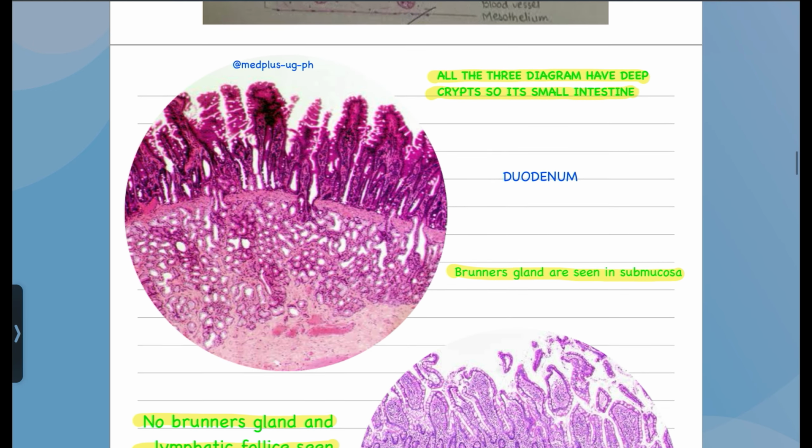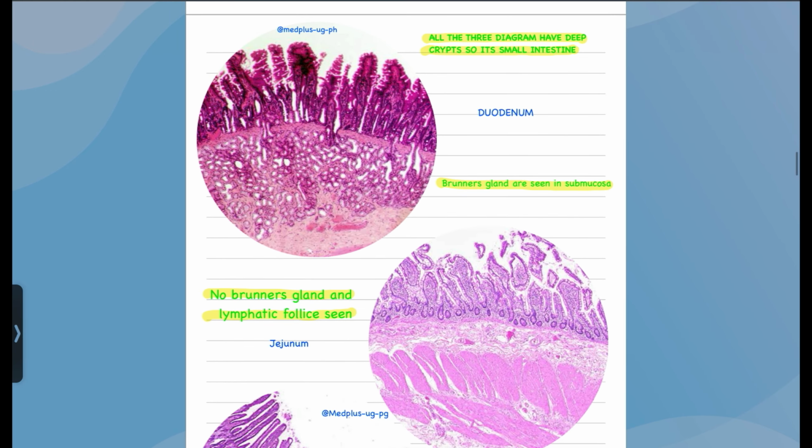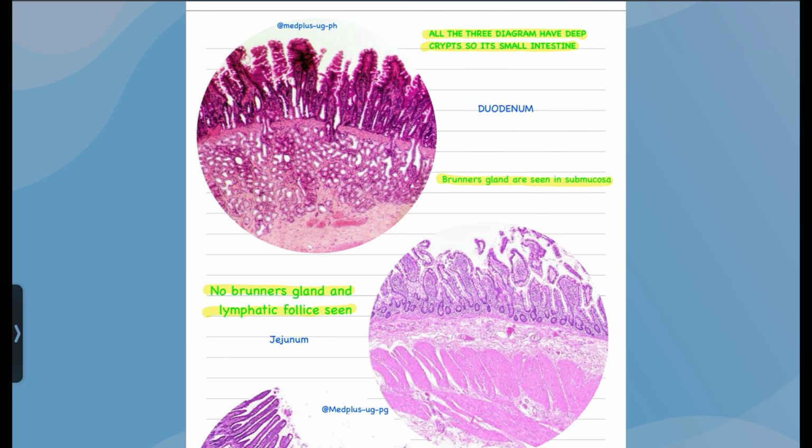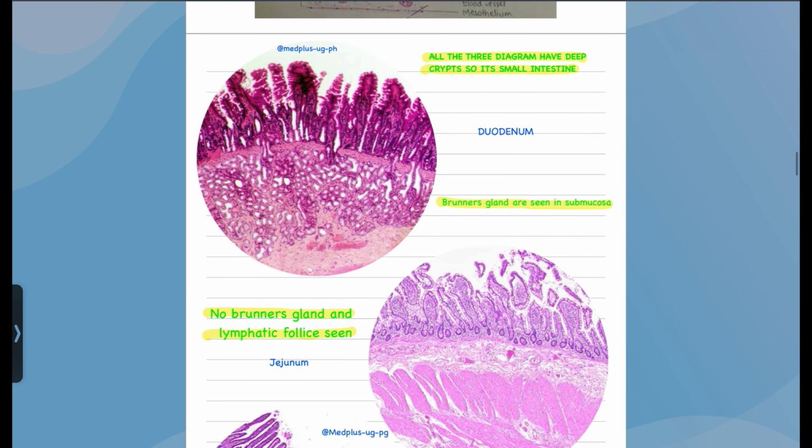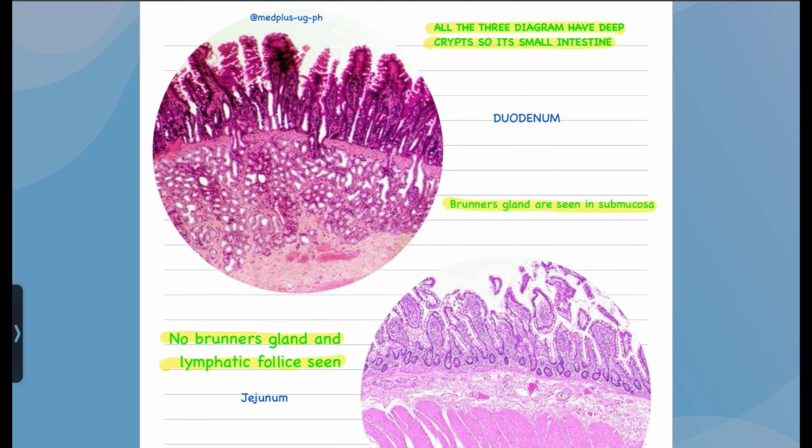Now we will see under the microscope and identify which slide is which by looking. As we can see, it has large depths. So it is a small intestine, because the stomach does not have this depth, it has a very short depth. And if we look properly, we have glands present in the submucosa, appearing as a white colored area. These are nothing but Brunner's glands, seen in the submucosa. It is the most peculiar identification point of the duodenum.